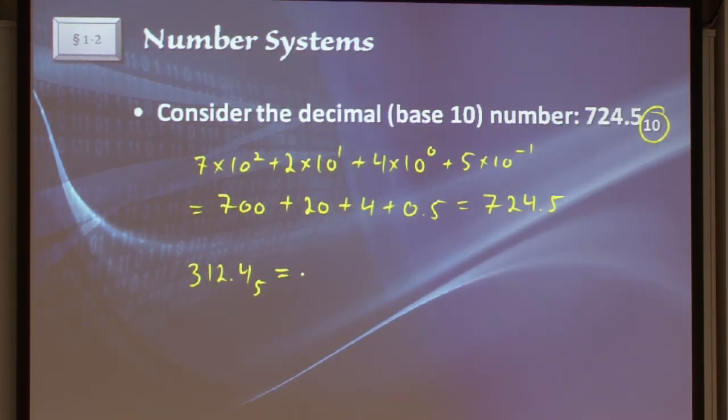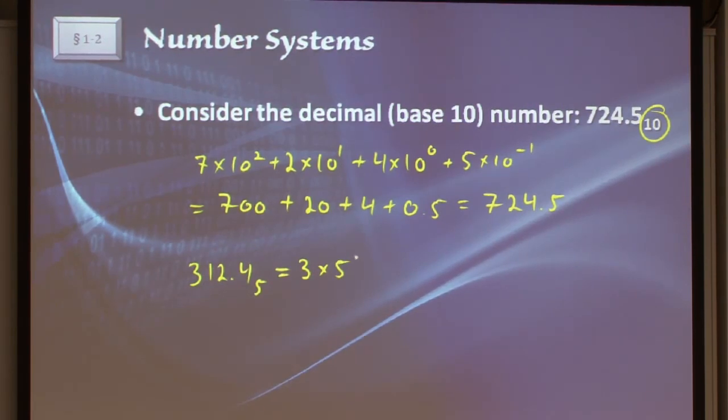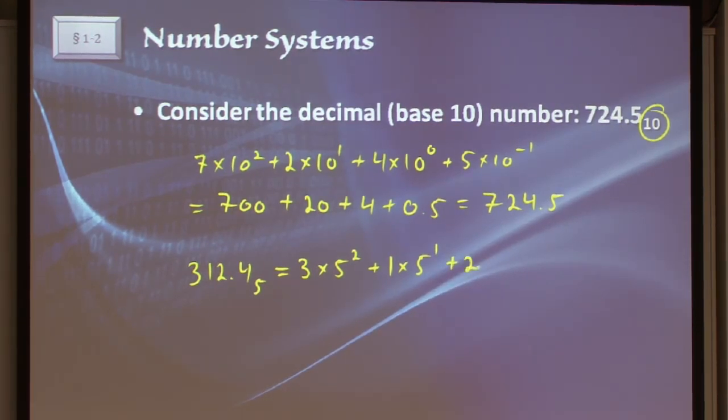But if I want to know what this number in base 5 is equal to in base 10, in the sort of world that we know, we can do the breakdown just like we've done up there, but now those powers will be powers of 5. So it will be 3 times 5 to the power of 2, plus 1 times 5 to the power of 1, plus 2 times 5 to the power of 0, plus 4 times 5 to the power of minus 1.